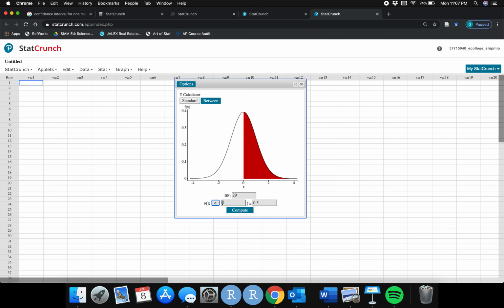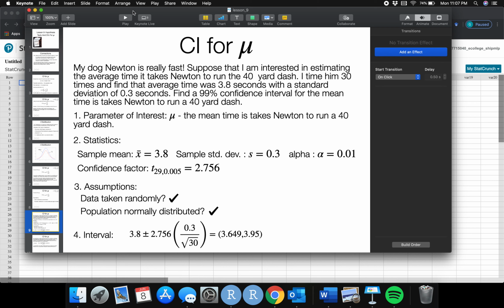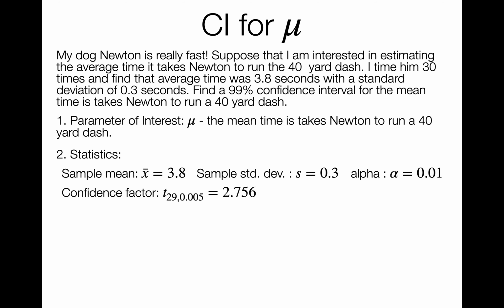And just like you did for the normal calculator, hopefully, I'm looking for the area here. I don't know this value inside, but I do know that the area over here is 0.005. When I find that value, you'll see it's 2.756. That's how I got my t value, the confidence factor. You find that very similarly to a confidence interval for p, just with the t calculator instead of the normal calculator.